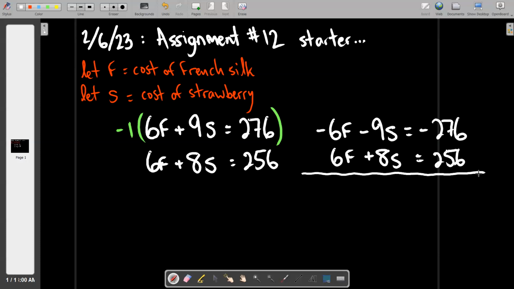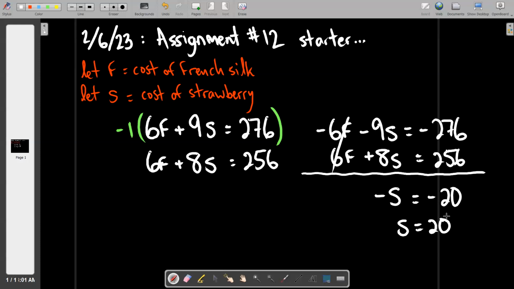And we now have done what we were supposed to do. It's what we've been doing for a few days at least, and that is we got it down to a level 1. So let's add the equations together. Our F's cancel. How many S's do we get? So we have -1 or just -S. And then what's -276 plus 256? -20. So S must equal 20.